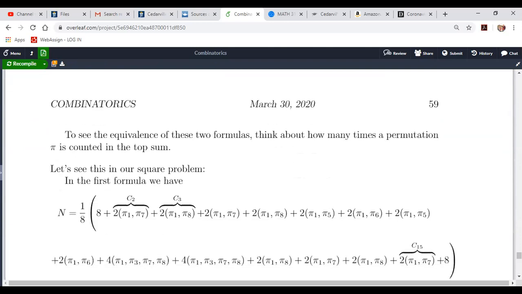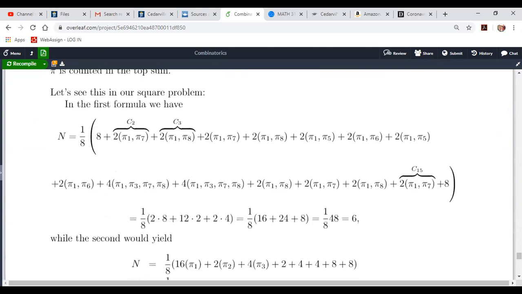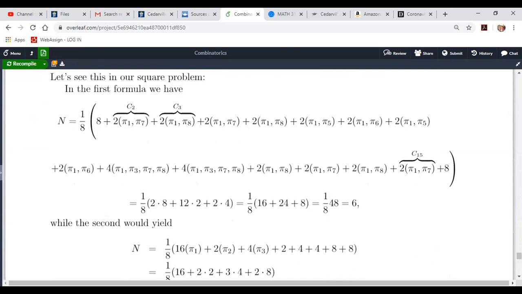So here's our square problem right here. Okay, so let's see it. In the first formula, remember what we had: 1 over 8. N is the number of equivalence classes, and that's what we want. You go 1 over the size of the group, based on Burnside's theorem, and then you go over all the colorings.